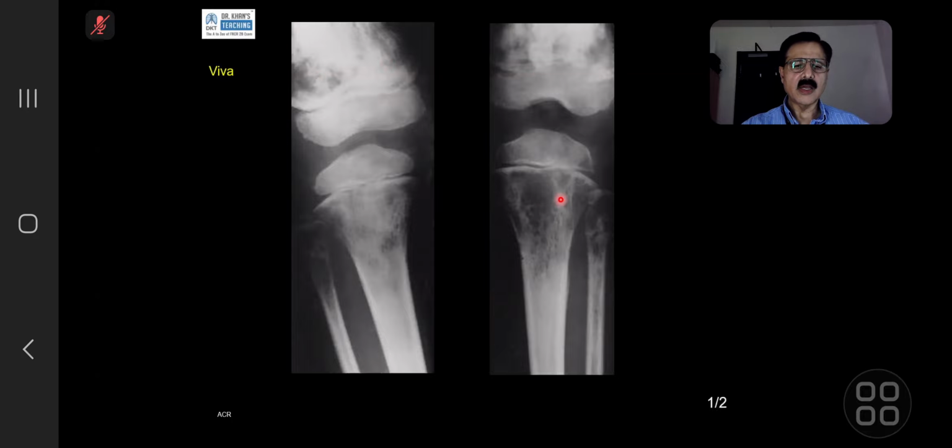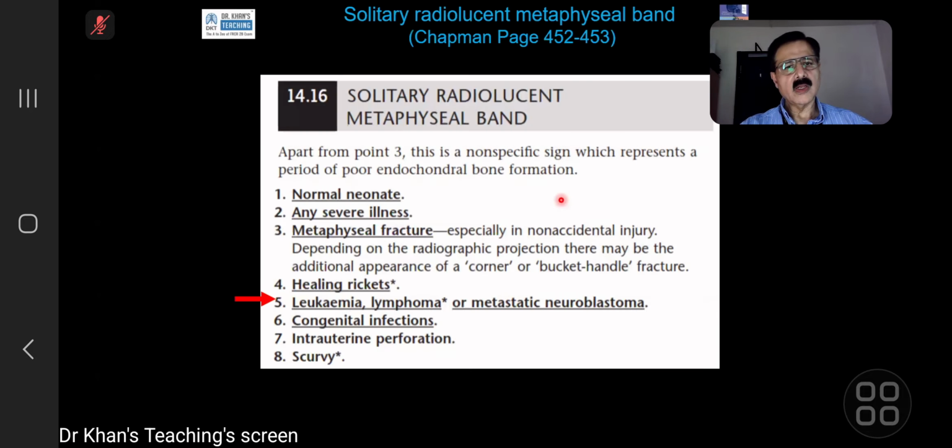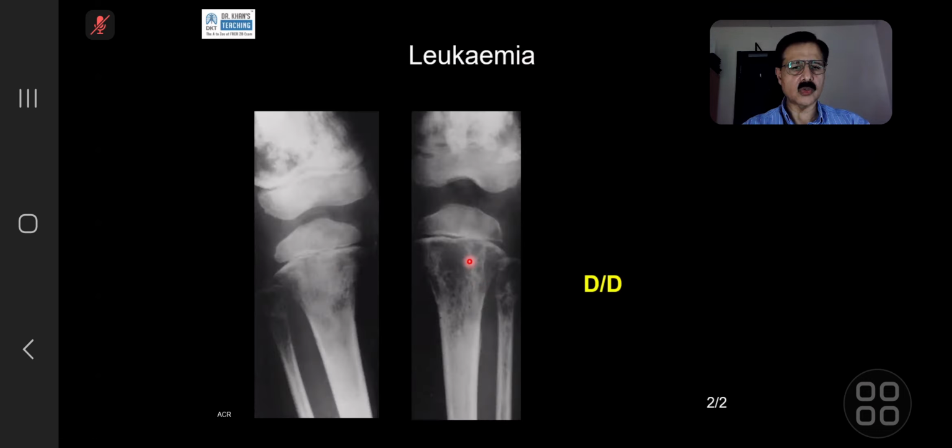Look at here. Now we go into the differential diagnosis of a solitary radiolucent metaphyseal band, but it can be slightly different also. Look at this: leukemia, lymphoma, metastatic neuroblastoma. In these conditions the metaphysis is involved, and you have to remember this. So the differential diagnosis which tallies with this case is a metaphyseal lucent band.